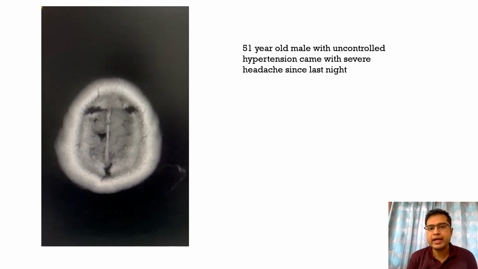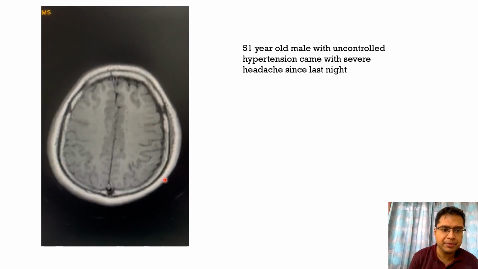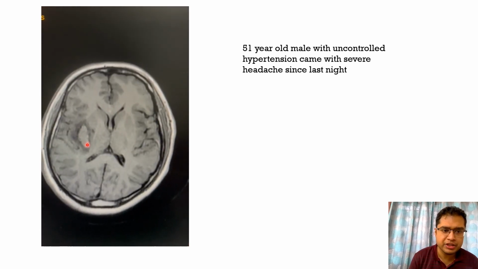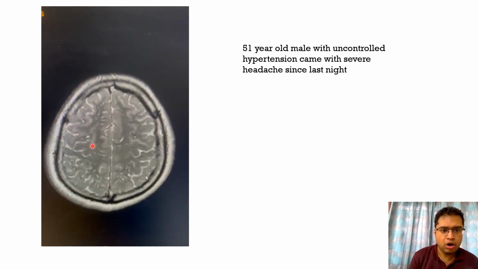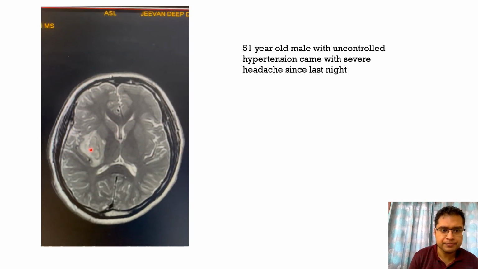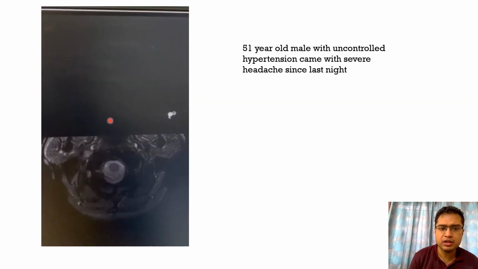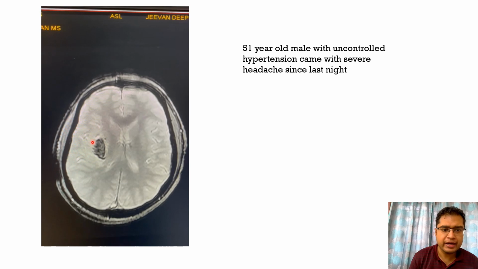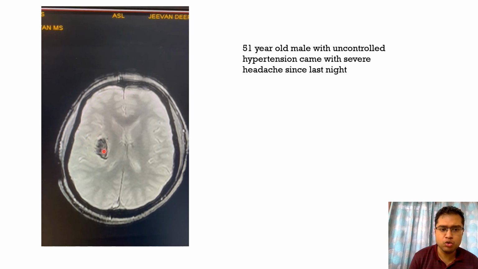Here is another case that I came across, where a 51-year-old male with uncontrolled hypertension came with severe headache since last night, and this is the MRI done for this patient. These are the axial T1 weighted images, where we can see that there is an isointense area in the right capsuloganglionic region. On T2 weighted images, it is a bit hyperintense with surrounding edema and effacement of the right lateral ventricle with midline shift to the left, and on GRE there is intense blooming.